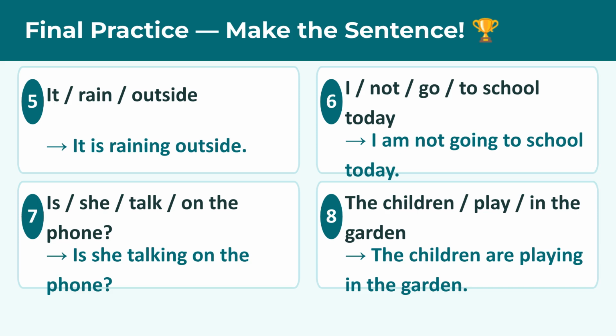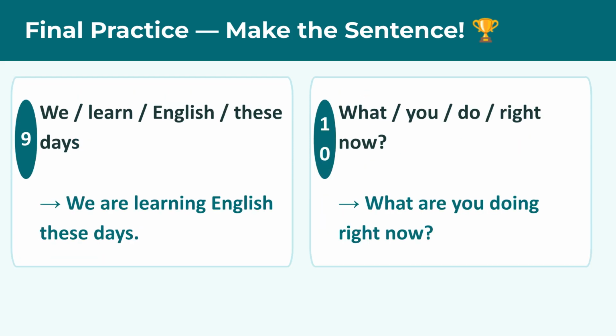Number 6. I, not, go, to school today. Arrow. I am not going to school today. Number 7. Is, she, talk, on the phone. Arrow. Is she talking on the phone? Number 8. The children, play, in the garden. Arrow. The children are playing in the garden. Number 9. We, learn, English, these days. Arrow. We are learning English these days. Number 10. What, you, do, right now. Arrow. What are you doing right now?